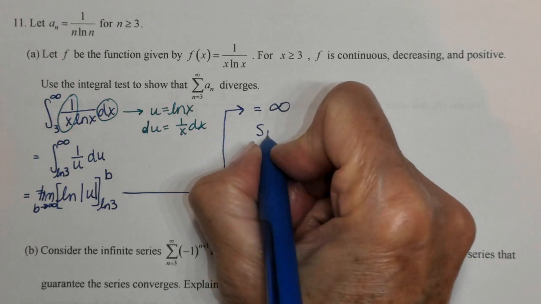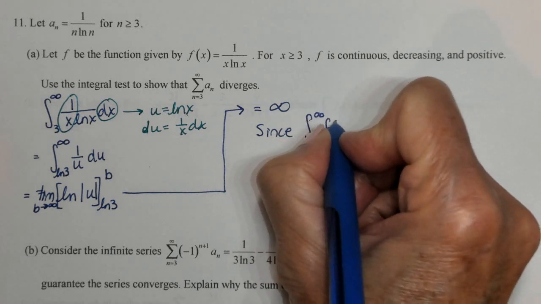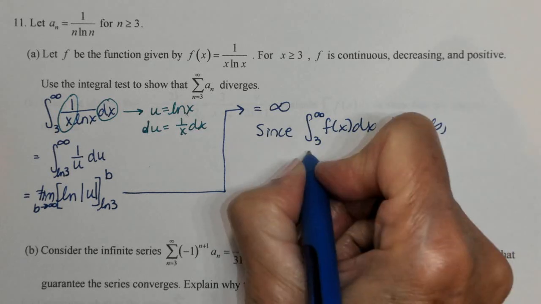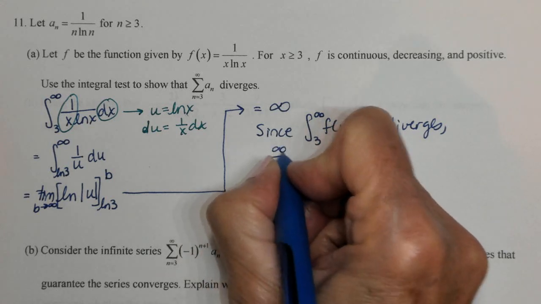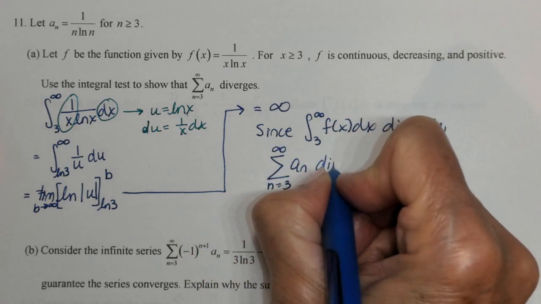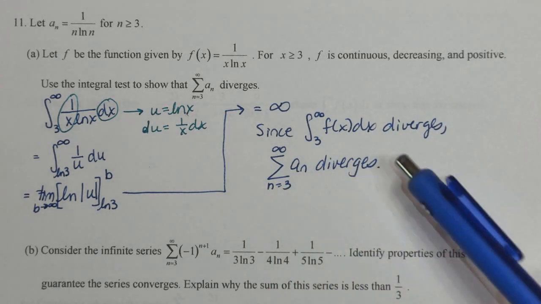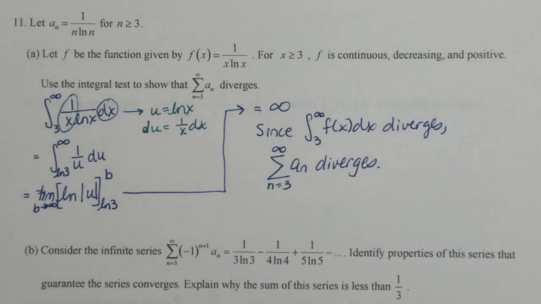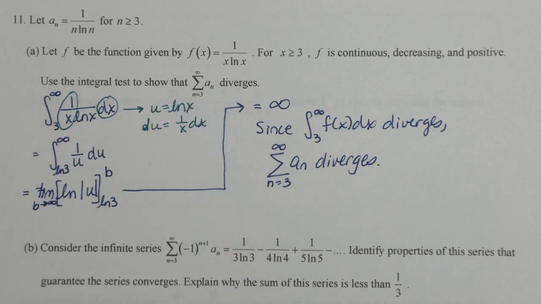So, since the integral diverges, the series diverges by integral test. So the very last thing you should do is make a statement. Do not just write diverges, because that would imply that the integral is diverging and you never answered the question.